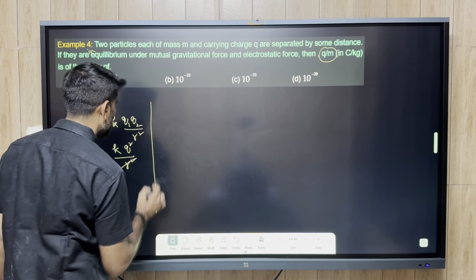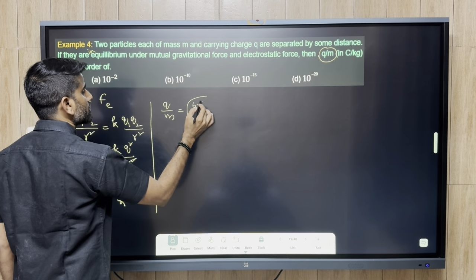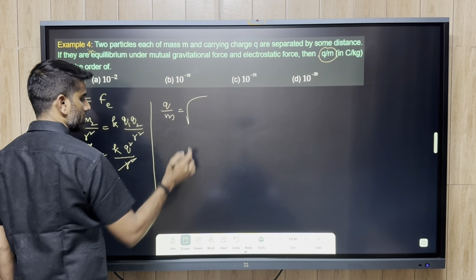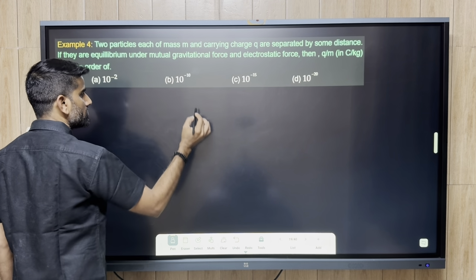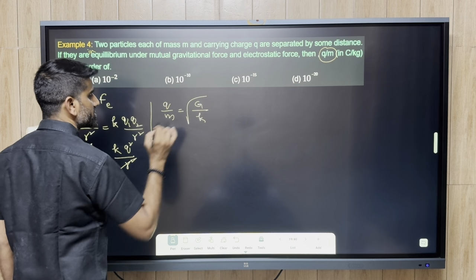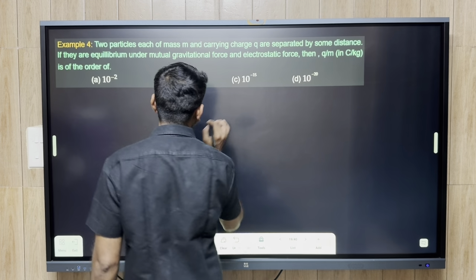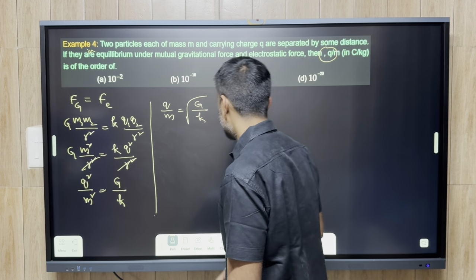Now if I want to remove the squares, square root is applied. Q upon m is equal to under root G by Coulomb's constant K. It's not the dielectric constant, it's the Coulomb's constant, and we know the values.